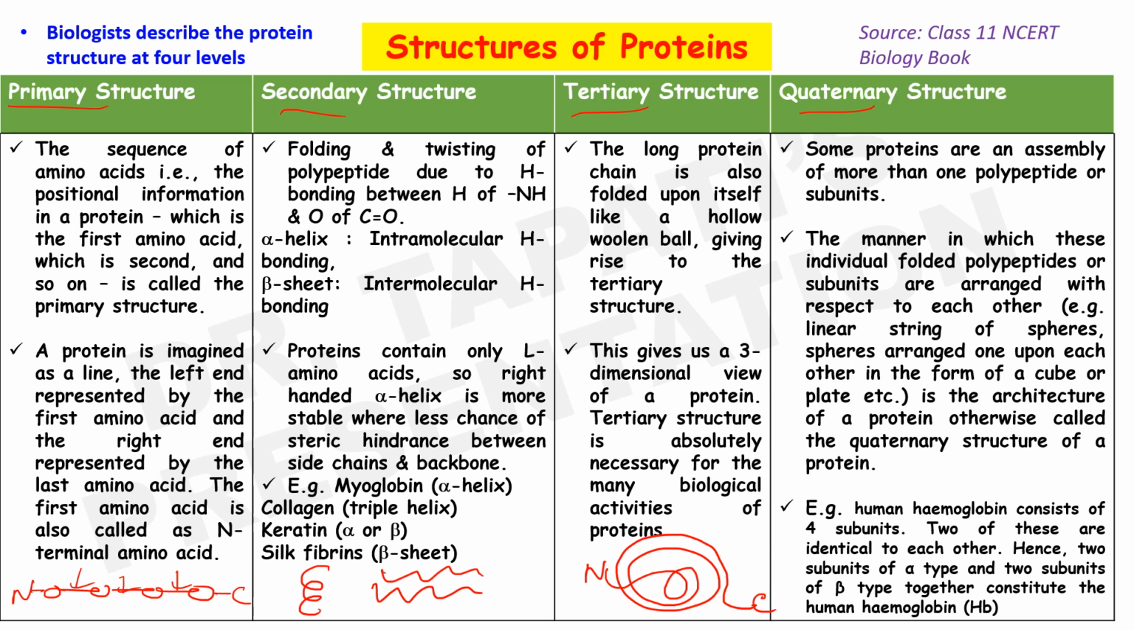Whereas quaternary structure means when any protein contains more than one subunit, then the folding of those subunits can give you quaternary structure.